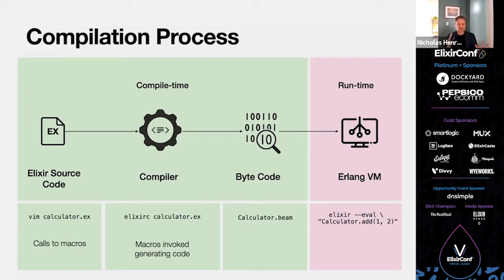In terms of our calculator, we have a calculator source file, and that contains macros. Those macros are invoked at compile time, generating code. And then we have our beam file that gets executed.